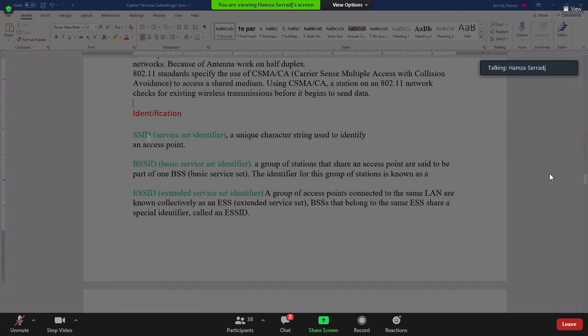Identification. We use something called the SSID, Service Set Identifier, a unique character string used to identify an access point. Remember when you scan for Wi-Fi, for example, you enable the list of Wi-Fi networks in your phone, and you're going to find those names, those access points, right? This is the SSID of that access point, the name of it. It's just a set of characters. We call it SSID.